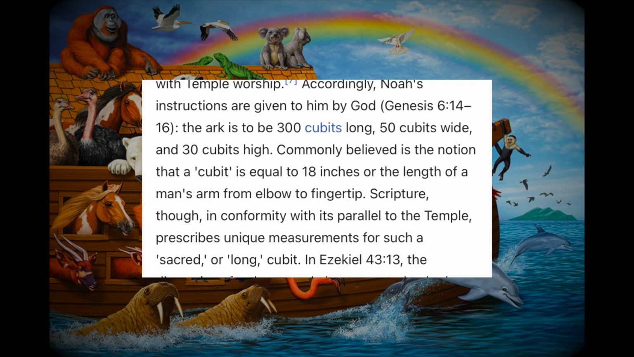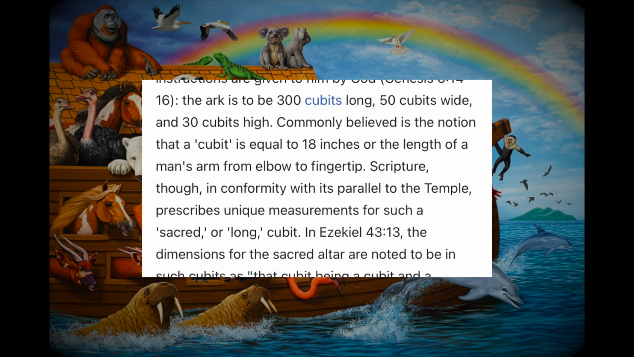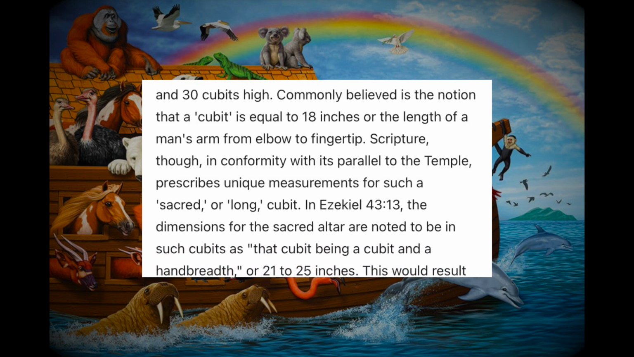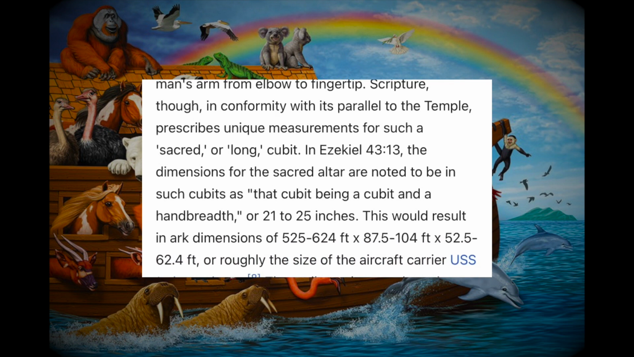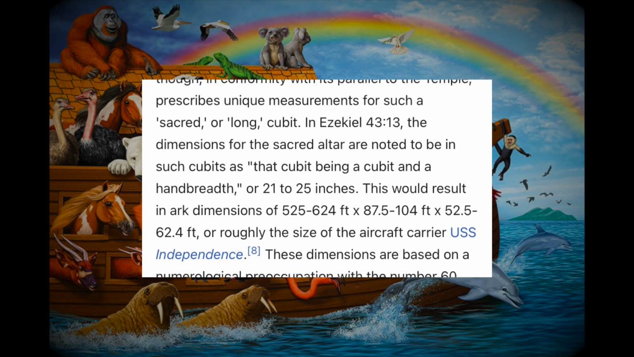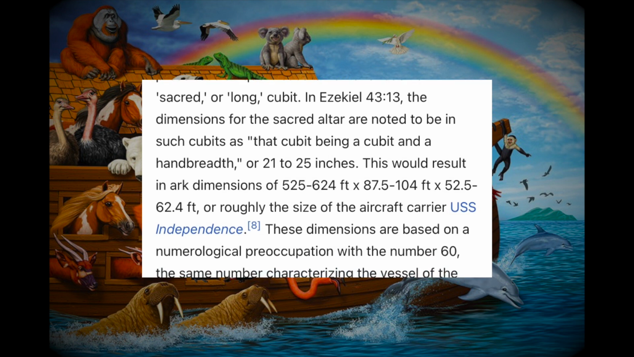Commonly believed is the notion that a cubit is equal to 18 inches, or the length of a man's arm from elbow to fingertip. Scripture, though, in conformity with its parallel to the temple, prescribes unique measurements for such a sacred or long cubit. In Ezekiel 43:13, the dimensions for the sacred altar are noted to be in such cubits, that cubit being a cubit and a hand breadth, or 21 to 25 inches.